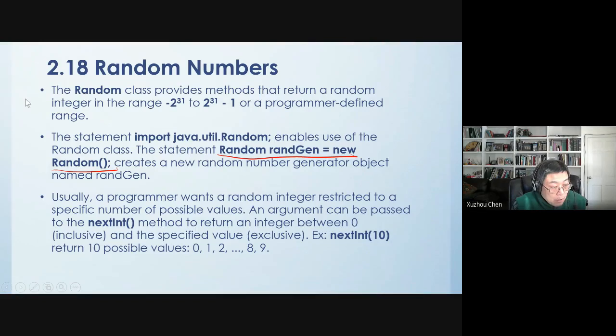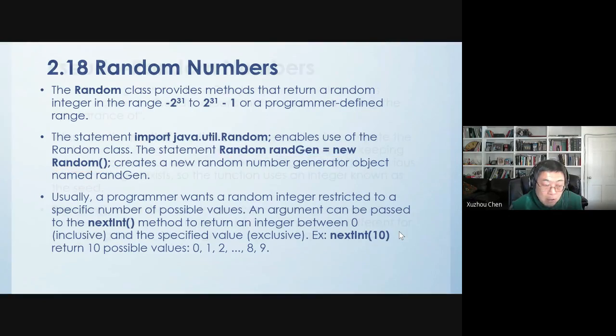If you want to make sure you have a certain range, for example the random number should be among the 10 digits, 0, 1, 2, 3, 4, all the way to 9, then you can use nextInt with that range. I want you to read section 2.18 and perform the exercises there. The random number, as I said, is kind of important.